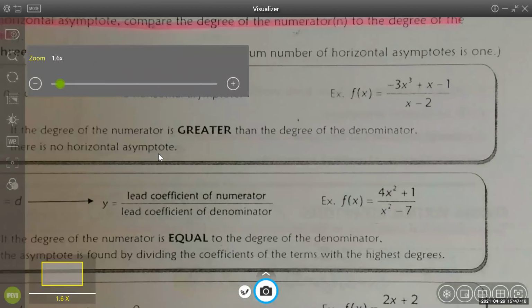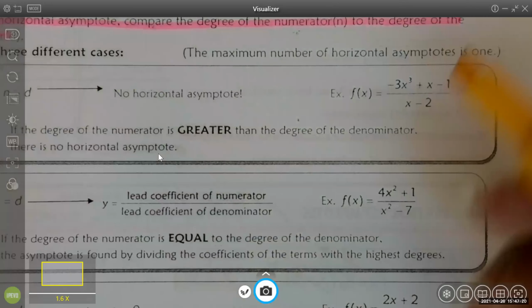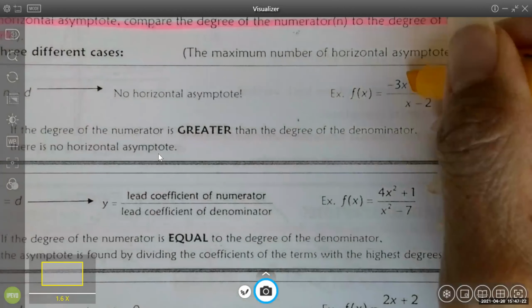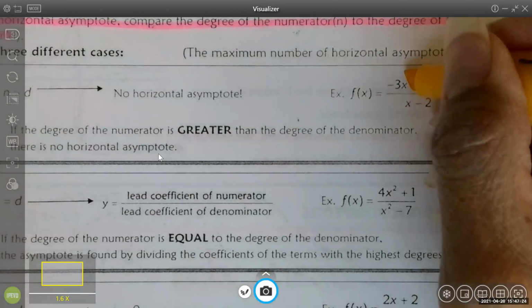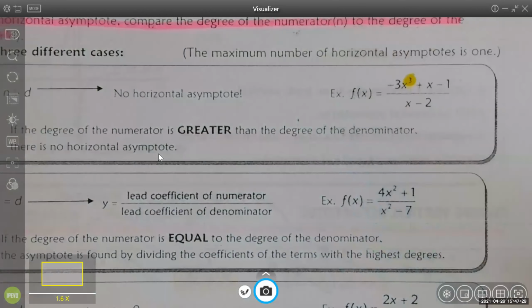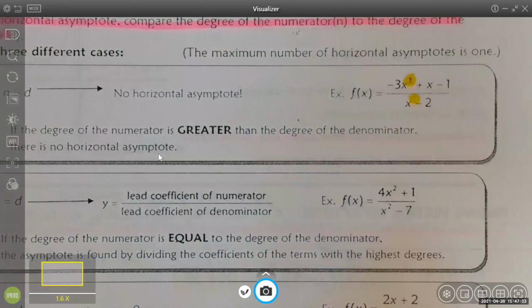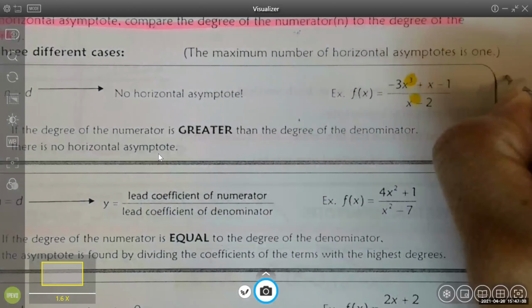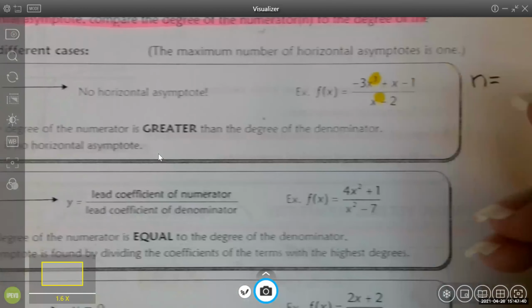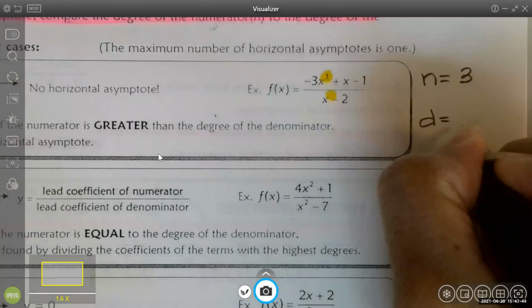So look at the numerator value. The numerator degree value is going to be this number right here. And the degree of the denominator is going to be this invisible number right here. So we use the letter n for numerator degree, and we use the letter d for denominator degree. We got a 3 and we got a 1. N is bigger than D.